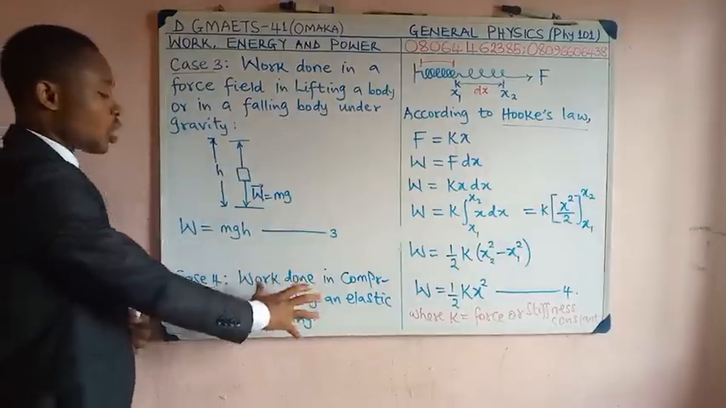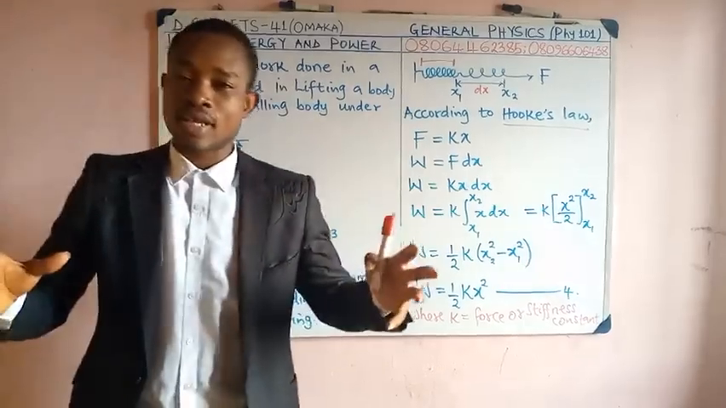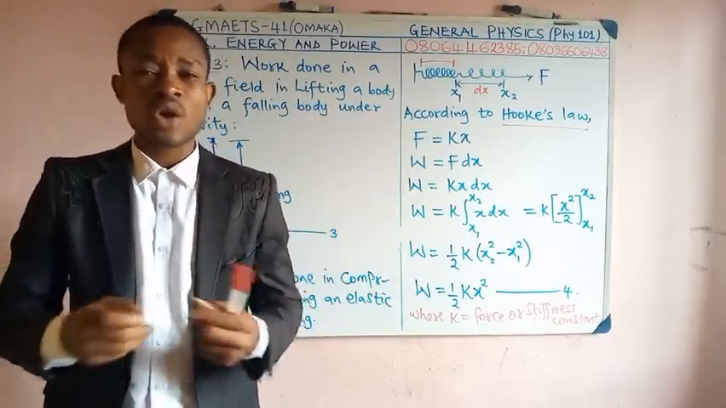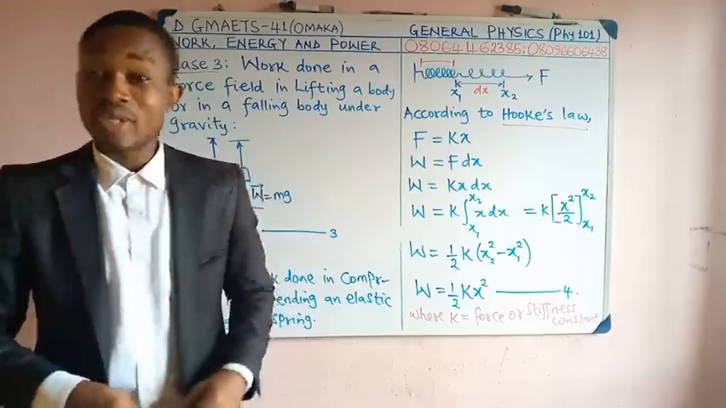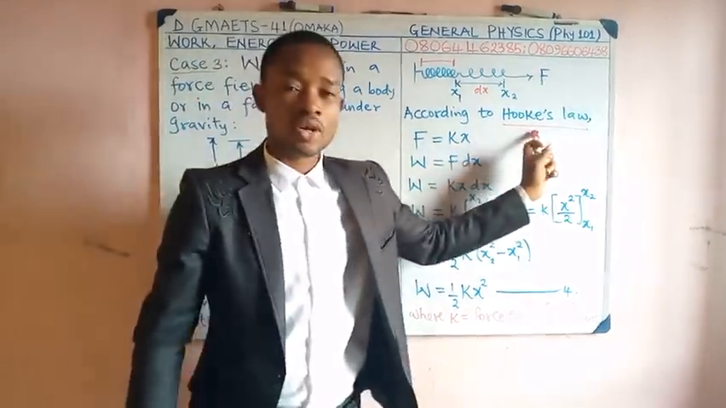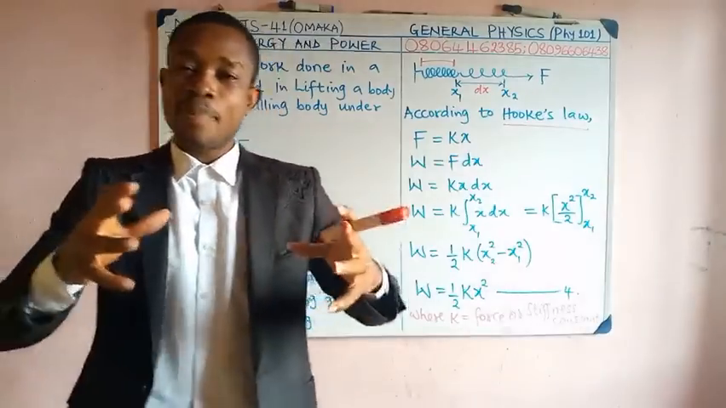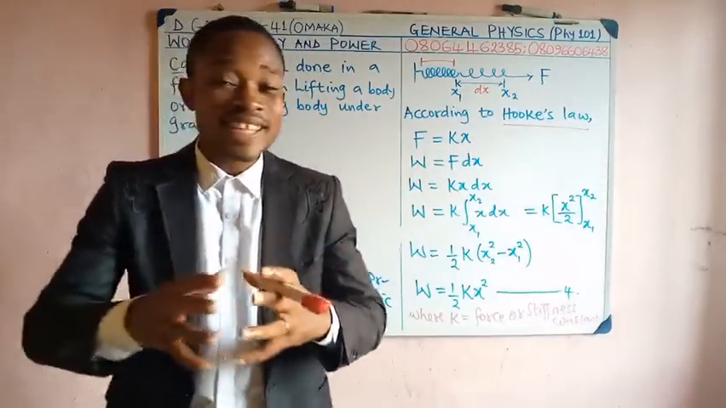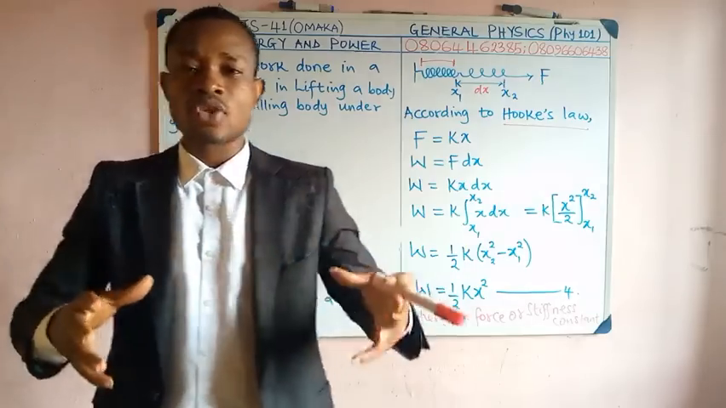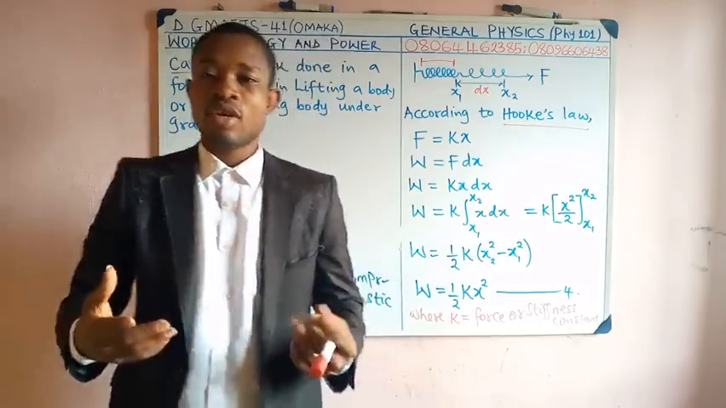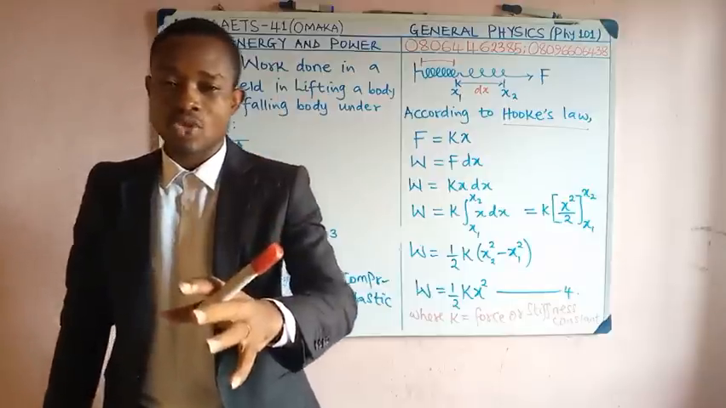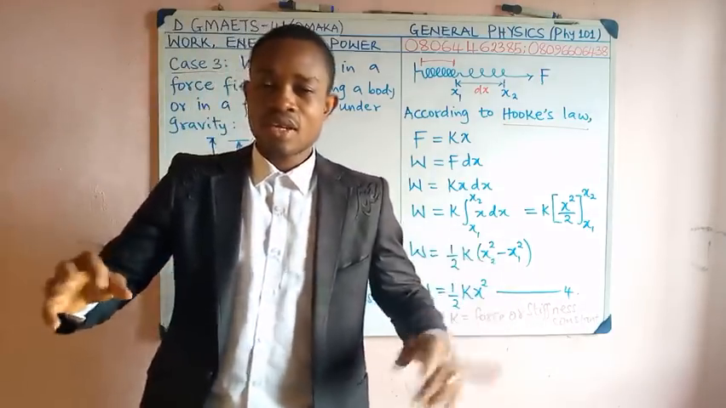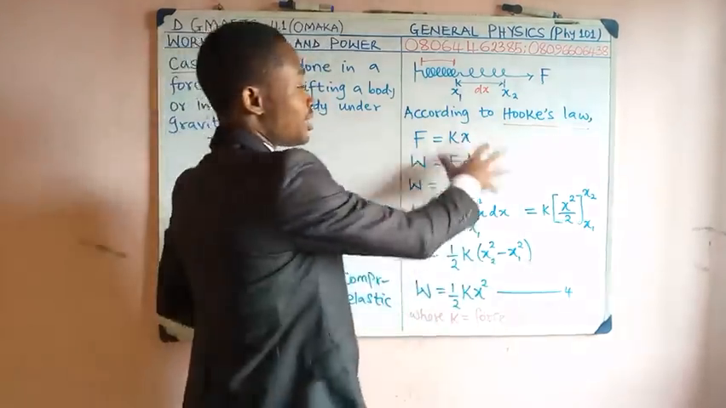Case 4 is work done in compressing or extending an elastic material. Whenever you are dealing with an elastic material, for example, a spring or a rubber, you subject your discussion to a law known as Hooke's law, which states that provided the tolerance range of extension, or the elastic limit, of an elastic material is not exceeded, force is directly proportional to what? The extension of that material produced. Is that okay? So this law, we're going to use it to analyze this.